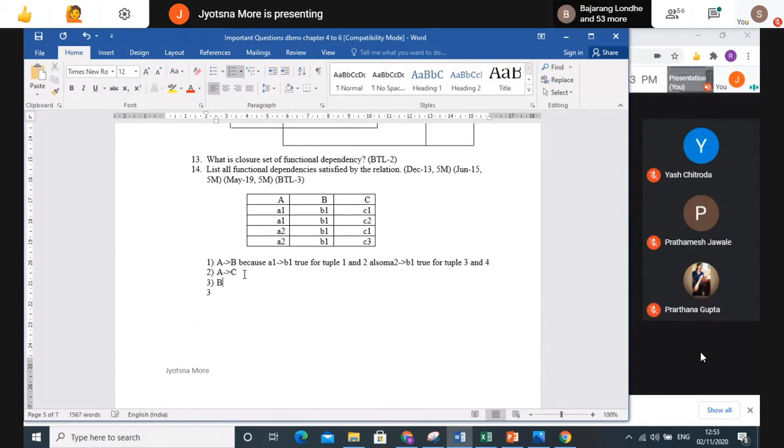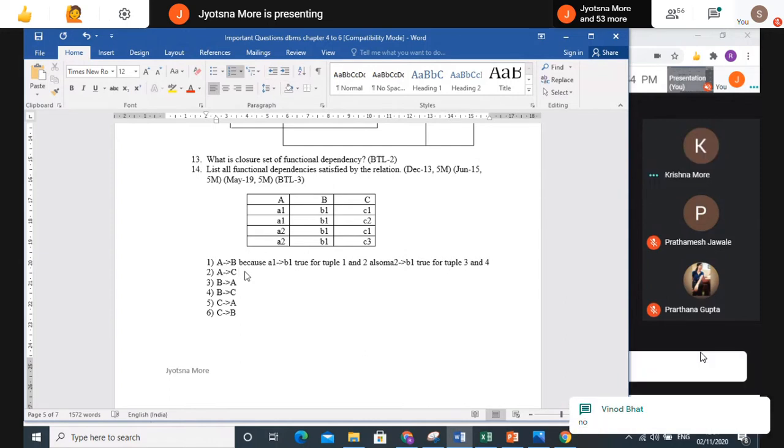Then B determines A, B determines C, then C determines A, C determines B. All possible cases you have to take. Now tell me about A determines C, whether this exists or not. Consider those two columns. Check with tuple-wise values.